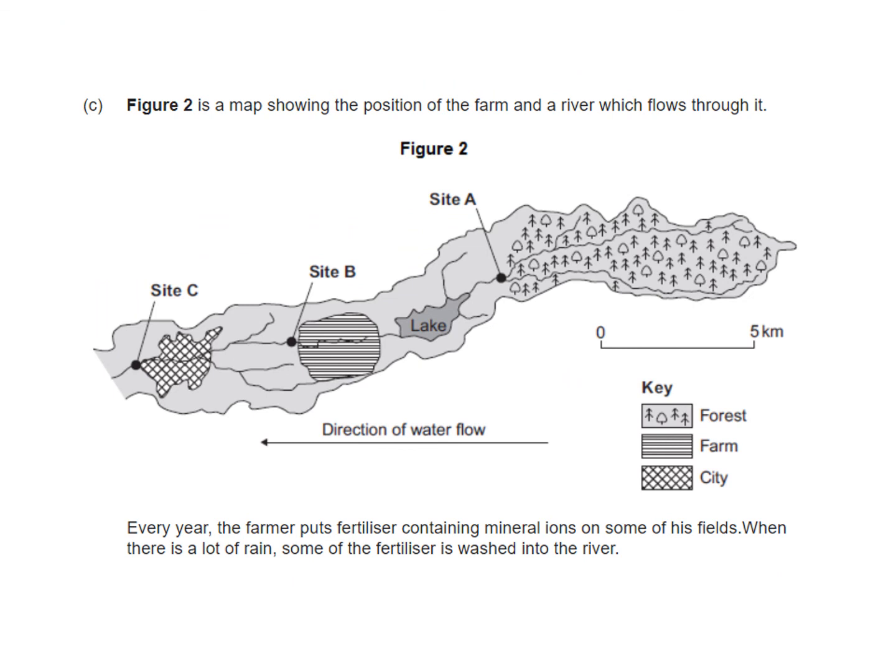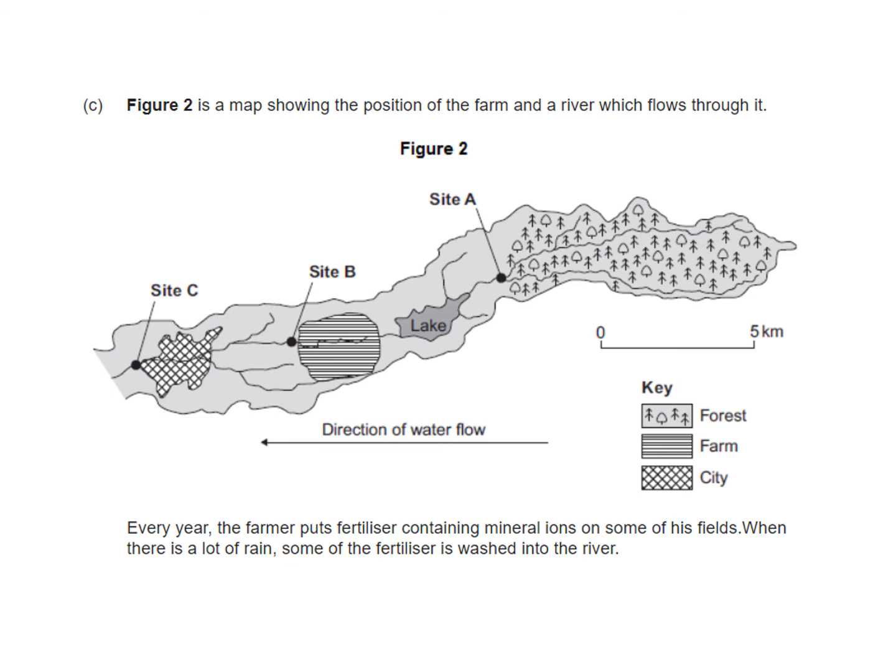This is a map showing the position of the farm and the river that flows through it on here. You can see site A is right up near the top, near the forest. Then the river comes down the hill into a lake. Then it goes through site B and then down to site C. Site C is a city, site B is a farm, and the forest's at the top. You can see the key at the bottom.